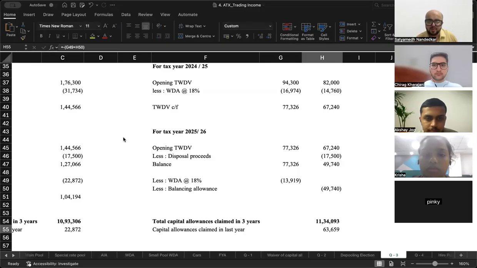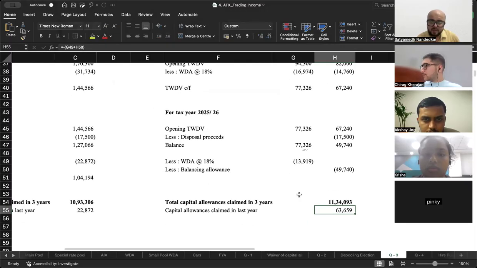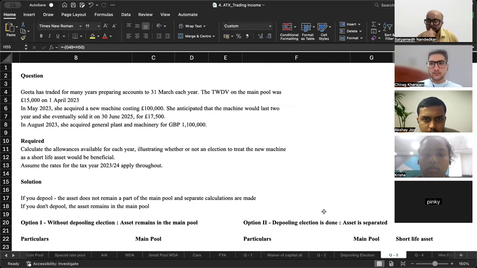So after the asset has been disposed of, nothing relating to the asset stays on the balance sheet. ठीक है, stays on the tax calculation, not the balance sheet. And capital allowances claimed in the last year are more. So basically by doing this, you are accelerating the capital allowances.